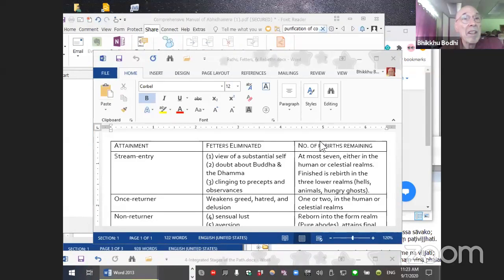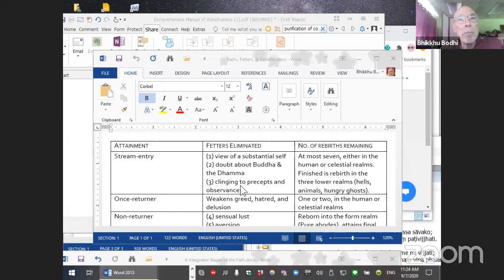This is my question regarding the third fetter eliminated by stream entry, clinging to precepts and observances. Can you please elaborate a little bit? And is the clinging here linked to dependent origination? Therefore, the stream enterer has at most seven more lives because of clinging to precepts and observances. Is it because the clinging is still a link in dependent origination?